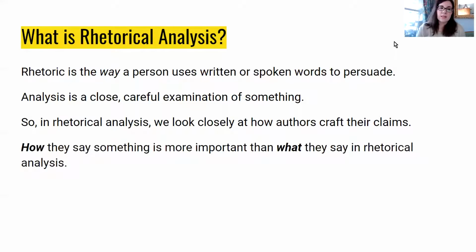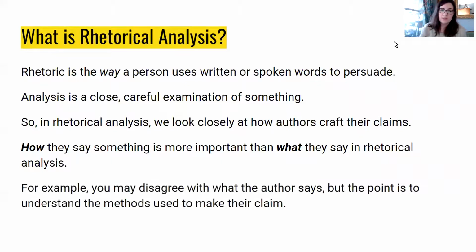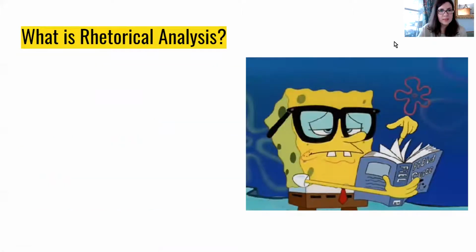So in rhetorical analysis, how somebody says something is more important than what they say. So it's still important that you understand what somebody is saying, but when we talk about rhetorical analysis, we're looking at how they say it. What tools do they use? So for example, you might disagree with what an author says, but the point is to understand the methods used to make their claim. So basically, we're looking at the structure of an argument. It's going to make sense here, okay?